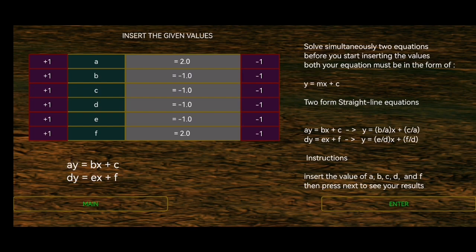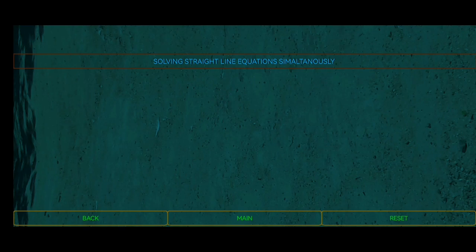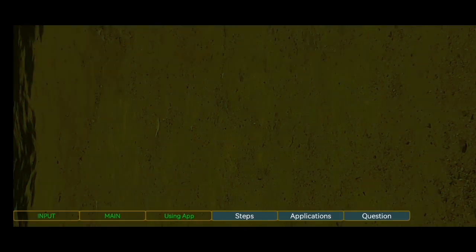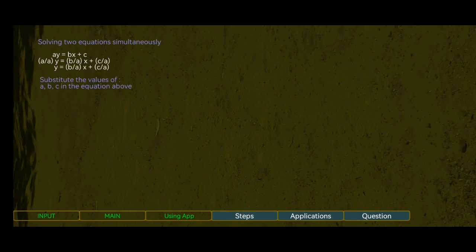So you substitute this, and then start step by step solving two simultaneous equations. You have this one, and then make y the subject of the formula, and then substitute the values you just put in.